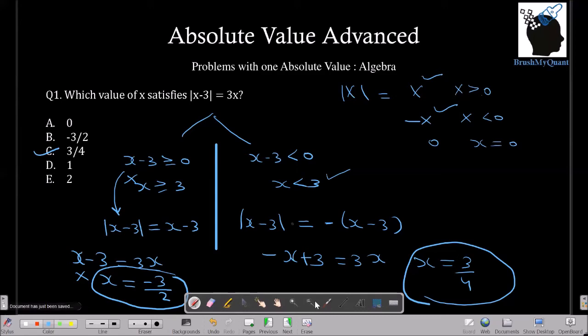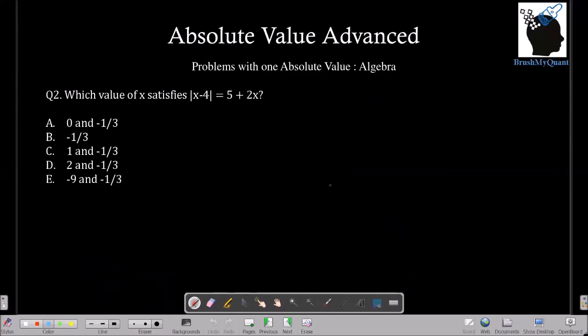Let's try one more. So mod of x minus 4 is equal to 5 plus 2x. And we are going to use algebra to solve this. So let's create two cases. In the first case, we are going to assume whatever is inside the absolute value is greater than or equal to 0. In the second case, whatever is inside the absolute value is less than 0. So that means x is greater than or equal to 4 in this case, and x is less than 4 in this case.